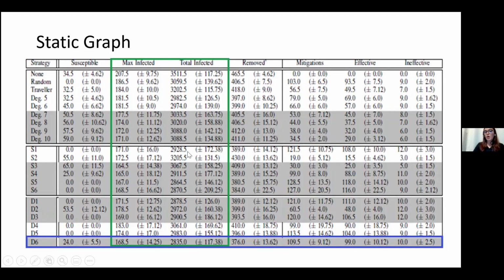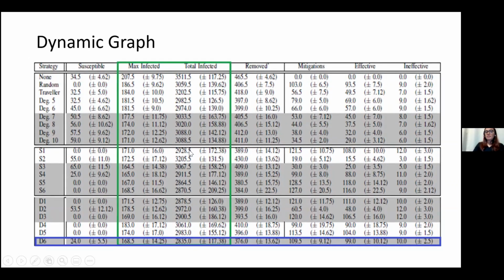The number is less than all other matrices here. And same as for the dynamic graphs, we have performed 100 simulations for the dynamic graphs. And here also we have seen that the same algorithm performed well here as well.